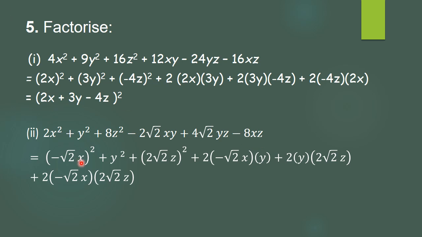So we get the form a square plus b square plus c square plus 2ab plus 2bc plus 2ca, and that is written as a plus b plus c the whole square. What was a? Minus root 2x plus y plus 2 root 2z the whole square. And that completes the factorization. I hope you have understood this. Try the remaining sums.